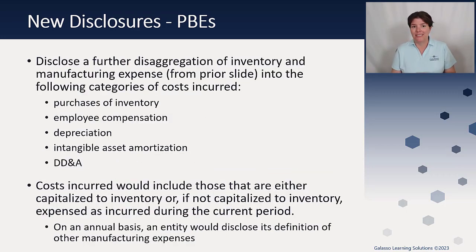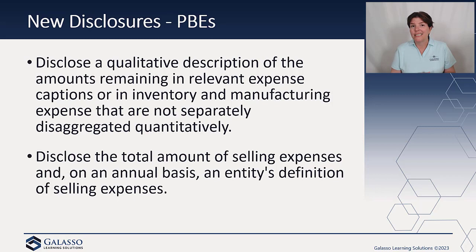In addition, we would further disaggregate that inventory and manufacturing, right, that first line from the prior slide, into purchases of inventory, employee compensation, depreciation, intangibles, and that DD&A for oil producing organizations. And these would either be those that were capitalized or, if not capitalized, into inventory expense directly, right? Expense as incurred. And you would also have to include a definition of what is other manufacturing expenses as part of this. In addition, there would be a disclosure of the qualitative description of the amount remaining in relevant expense captions or in inventory and manufacturing that are not disaggregated, so what's left over, so we could understand it. And then the total amount of selling on an interim as well as on an annual basis, and the definition of what you define as selling expenses.